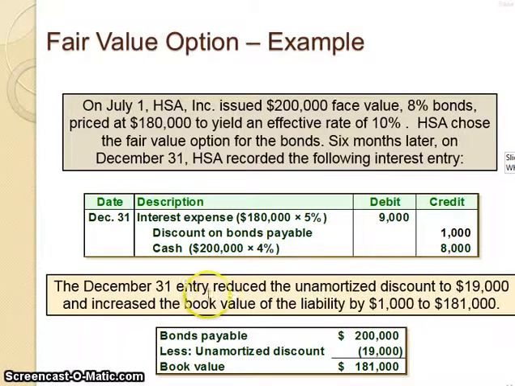So what this looks like right now is you've got bonds payable of $200,000. That's the face value of the bonds. And you've got a discount. You had a discount initially of $20,000, and now the discount is $19,000 because you brought it down by $1,000. So the book value of these bonds is $181,000.